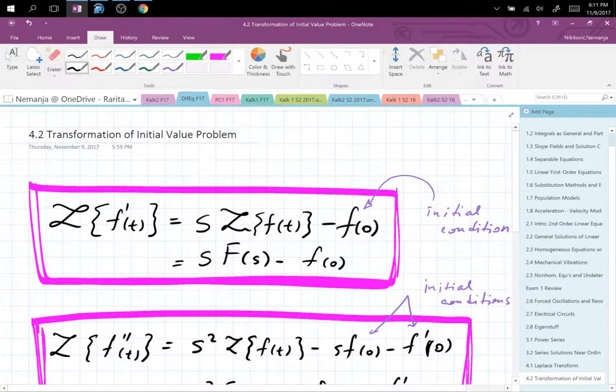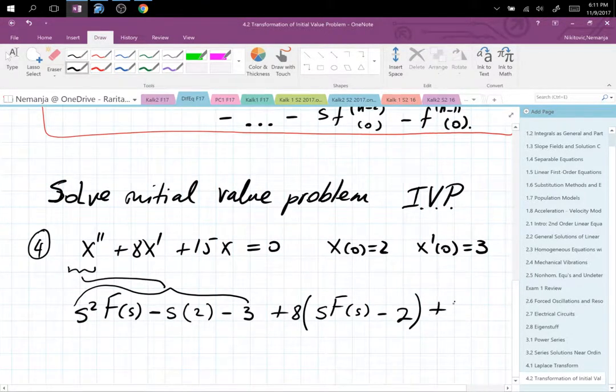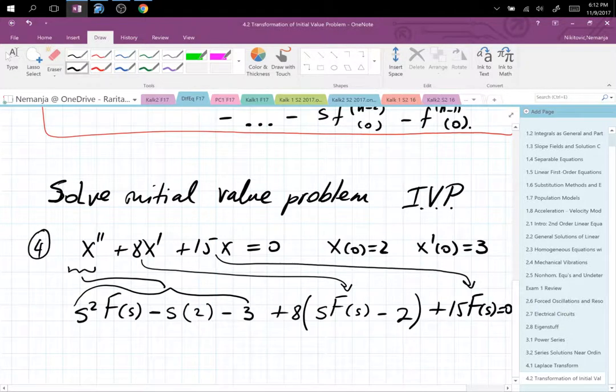Now for the first derivative, and I have plus 15 F of s equals 0. So that last one, we are transforming the function x, right? You see that x of t is unknown. Maybe I should specify that. x of t is unknown. So that's what we are looking for, right, when we solve a differential equation.